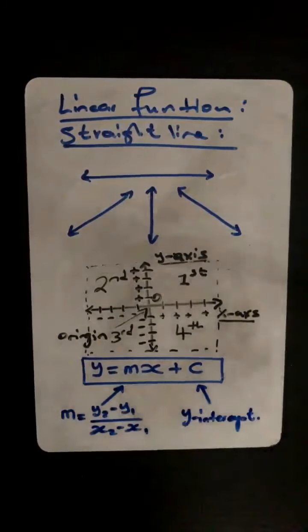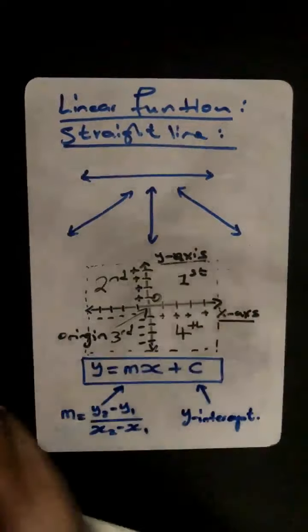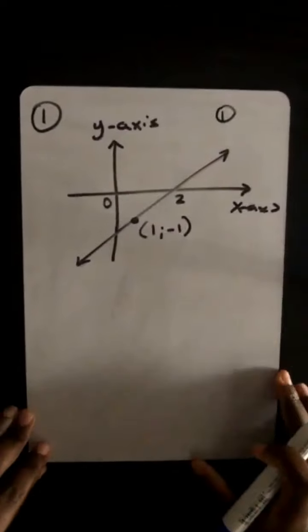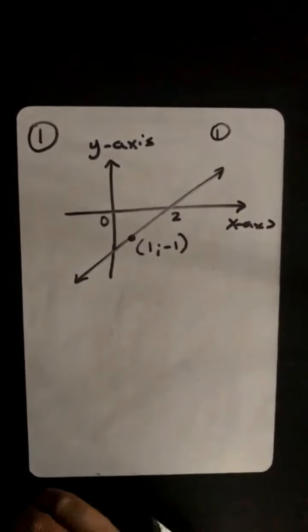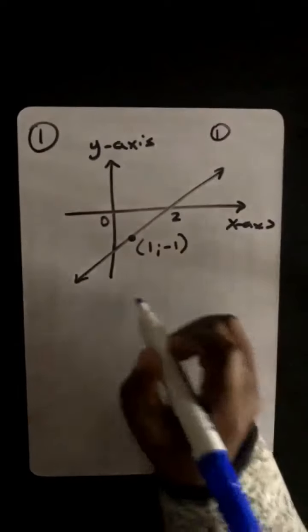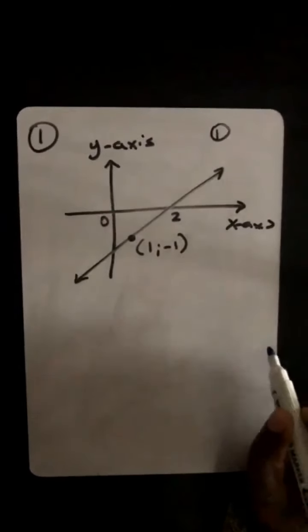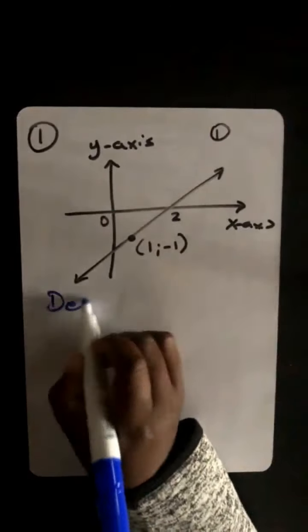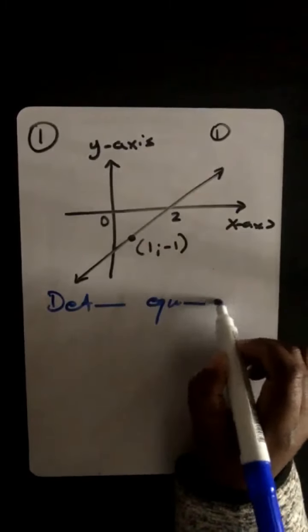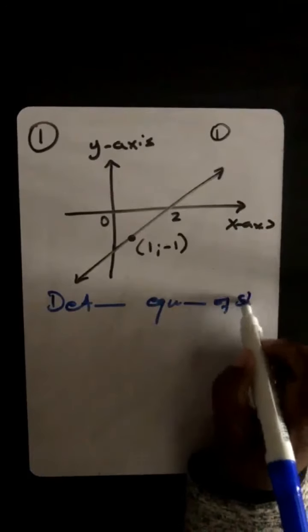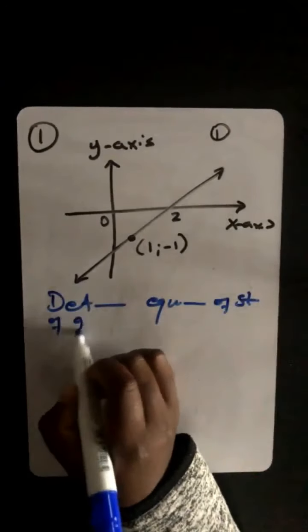Very, very important, ladies and gentlemen, that you are aware of this type of information. So I'm just going to leave all of that as it is. Then I'm going to refer from time to time to that board over there. So ladies and gentlemen, here comes a question which says, determine an equation of a straight line of the graph above.